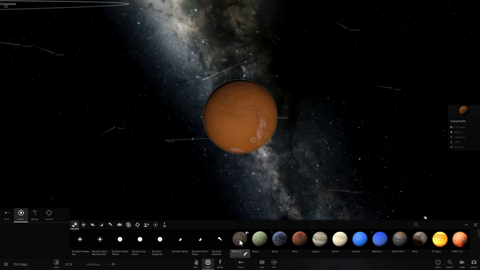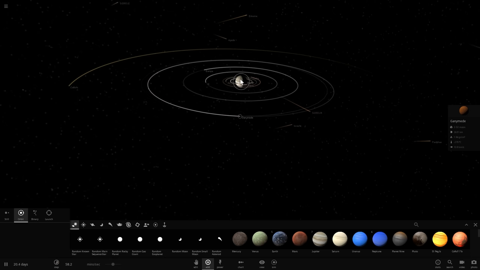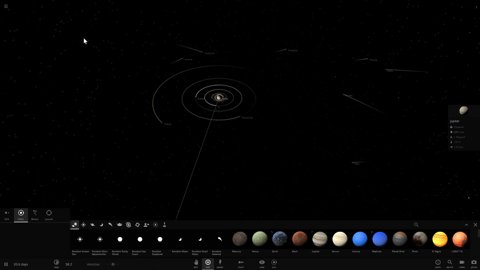So I thought, well, why don't we try to place all of these planets that we have, specifically seven of them, around Jupiter and see if we can actually create a customized Jupiter system. Is it possible? Well, let's find out.